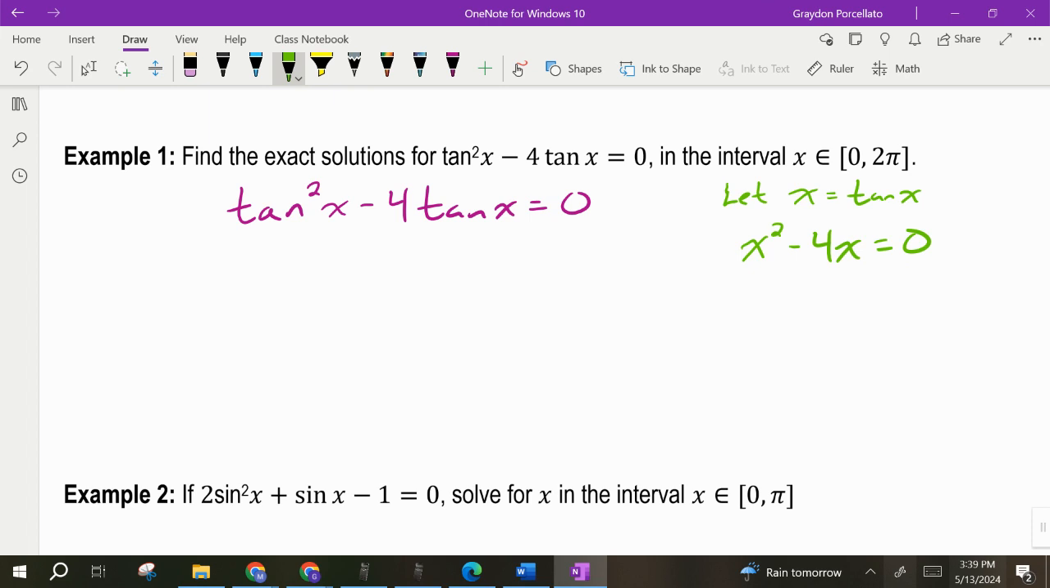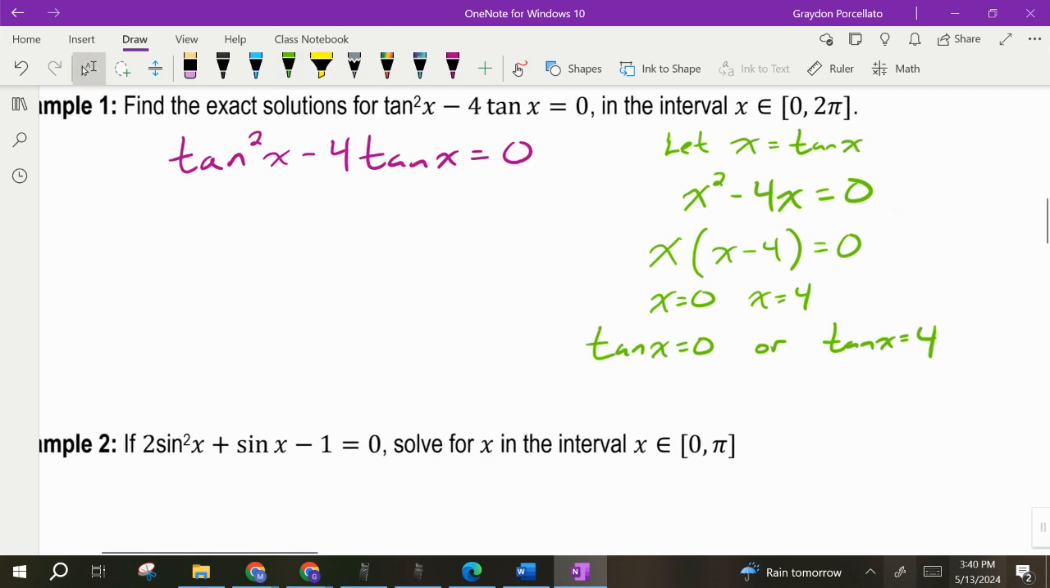Do we know how to solve that? Yeah, I factor out x. We get x times x minus 4 equals 0. So my solutions are either x equals 0 or x equals 4. Those are my possible solutions. Now, because this is a tan function, and remember we let x equal tan x, we can put our tan x back in and we get tan x equals 0 or tan x equals 4.